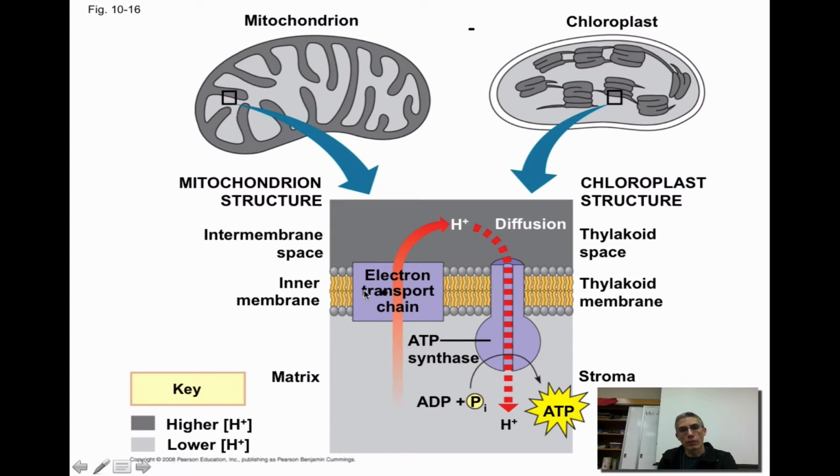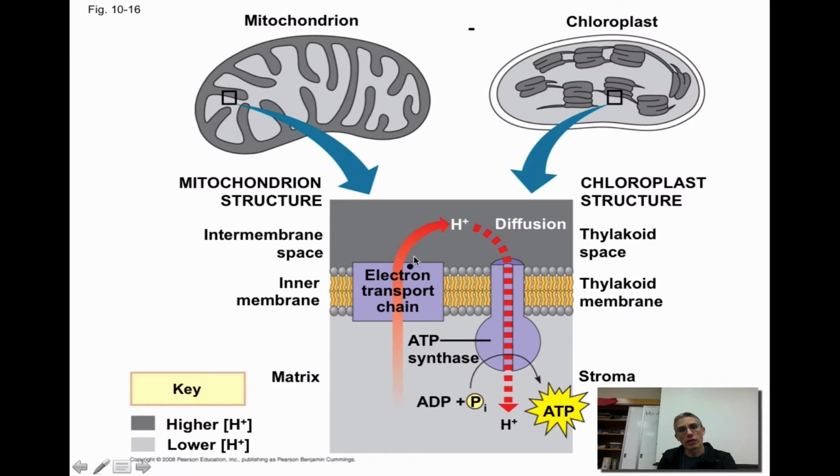So if you notice, this is going to be the membrane. Over here, when we talk about the mitochondria, this is the inner membrane. When you talk about a chloroplast, this is the thylakoid membrane. We have the same enzyme. This is going to be ATP synthase, so that's not different between the two. They use the same type of enzyme.